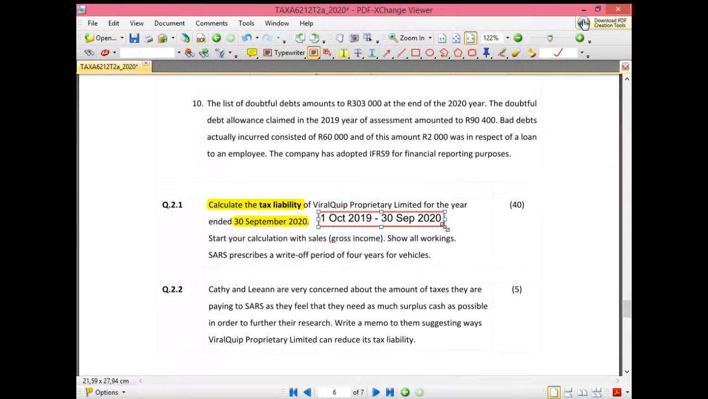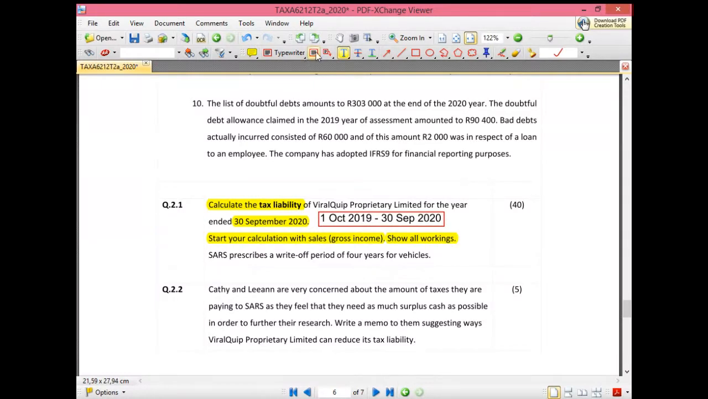I just like to write it down, even before we start the question, so that I know exactly what type of information would be relevant or not. What is important here is they tell you to start your calculation with sales gross income. So they want you to use the tax framework when answering your question. They tell you to show all your workings.